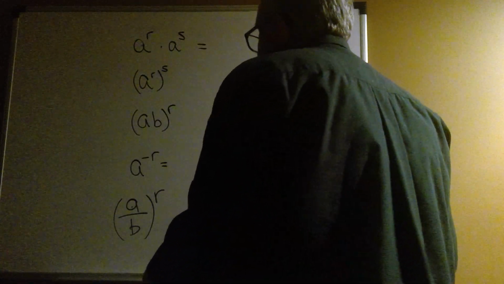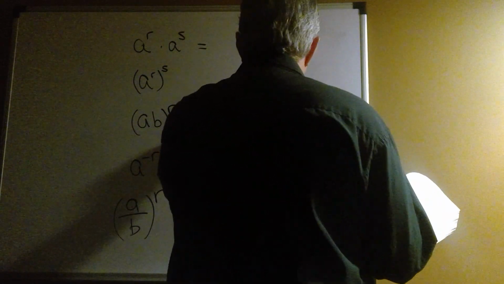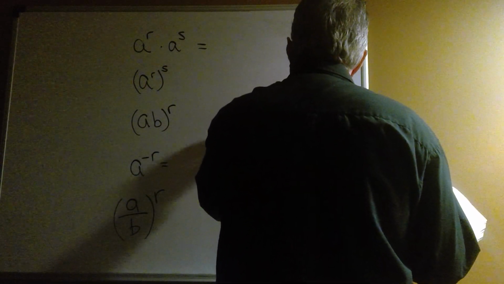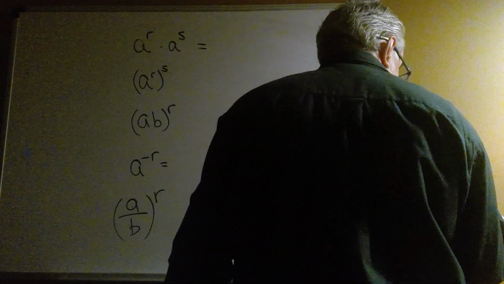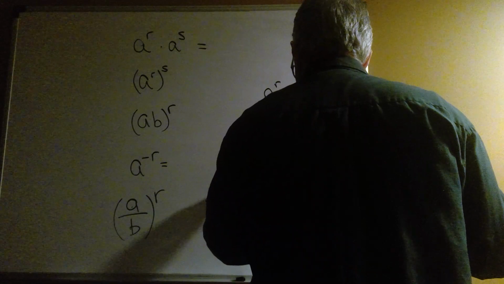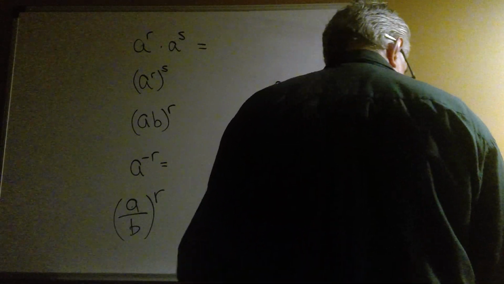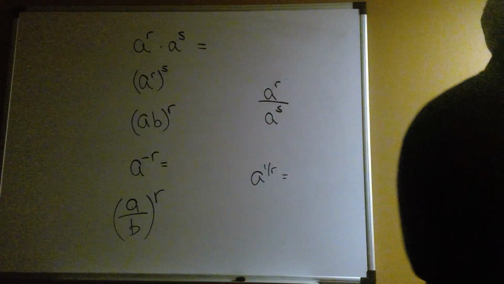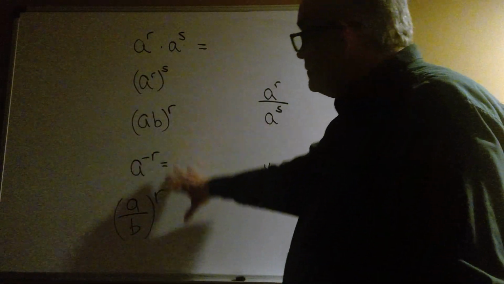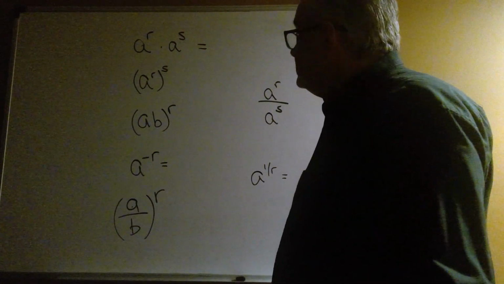Okay, I guess we can start here. There's one more over here. I'll put a couple more here. a to the r over a to the s, and a to the 1 over r. Okay. Let's remind ourselves of the properties of exponents. That's what this is about.